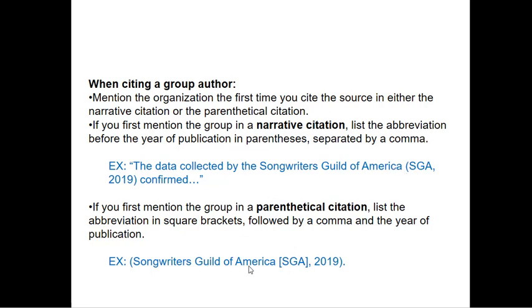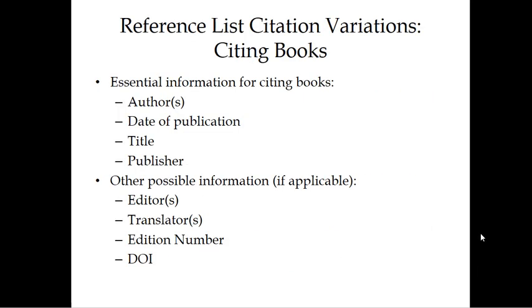In a parenthetical, it's the same thing, with slightly different formatting. You will put the entire name of the organization, and then in brackets next to it, you'll put the abbreviation, and then you will put your comma and your publication date. The same thing applies to the parenthetical as to the narrative. Any other time that you do a parenthetical citation for that organization in your paper, you can just put the abbreviation, and you don't have to write the entire organization name. But you do have to do it at least the first time. So always make sure you write out the entire name the first time, then the abbreviation after.